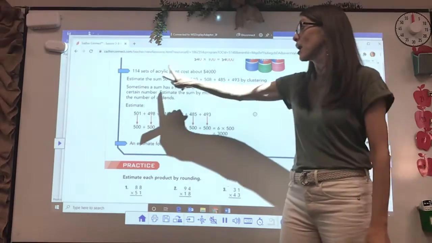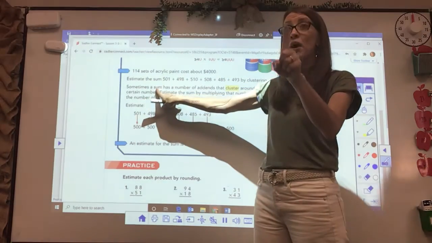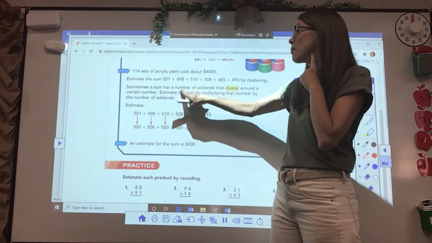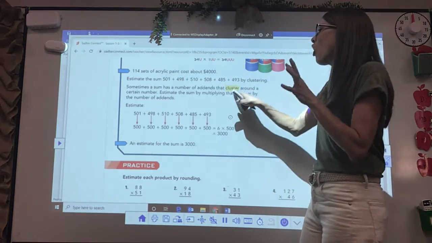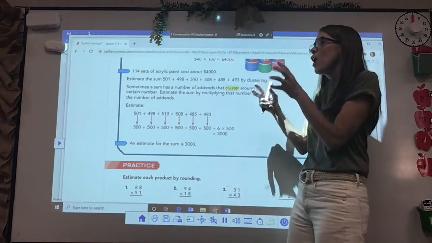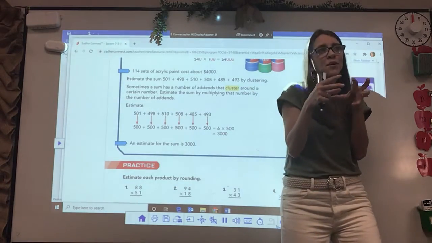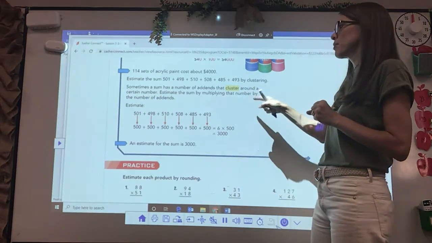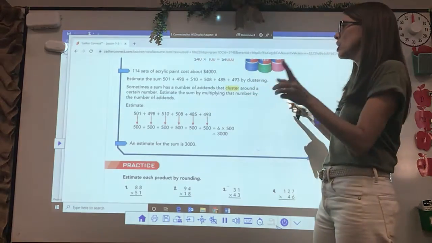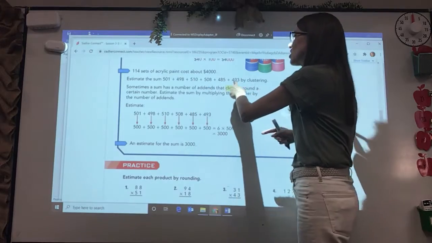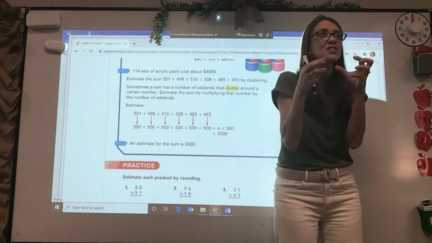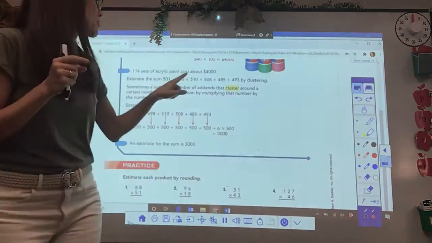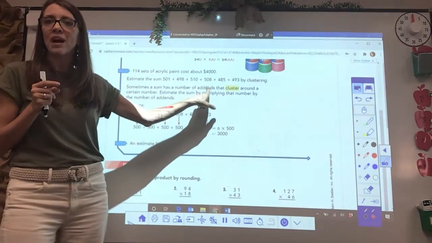Now, sometimes a sum has a number of addends that all kind of cluster around a certain number. You're going to estimate the sum by multiplying that number by the number of addends. Okay, let's look at these numbers. What are they all clustered around? What number are these numbers all kind of gathered around?